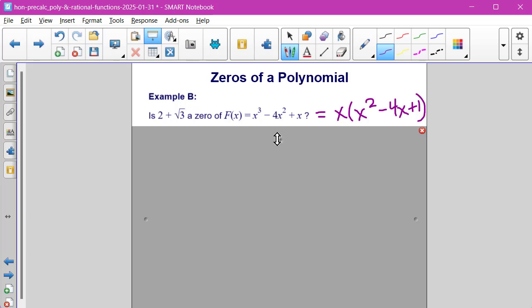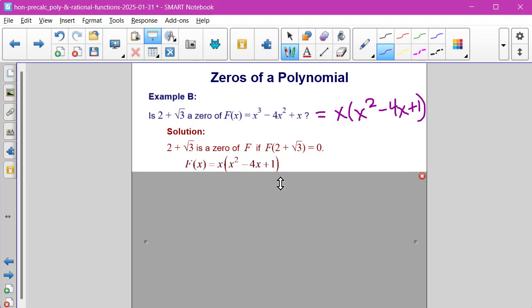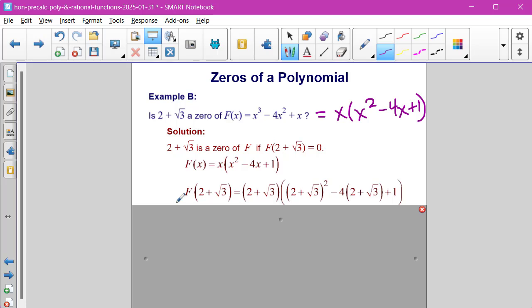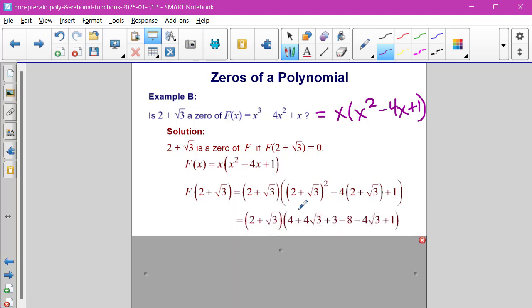And now if we substitute the 2 plus square root of 3 in for x, we can simplify that and see if it does indeed equal 0. So we're going to put 2 plus the square root of 3 out in front, and then inside we'll have 2 plus square root of 3 squared minus 4 times 2 plus square root of 3 plus 1. When we square this, it means you're taking 2 plus the square root of 3 and multiplying it by itself. So you have to distribute.